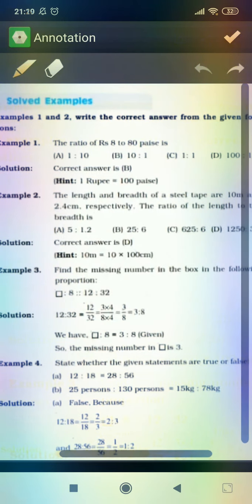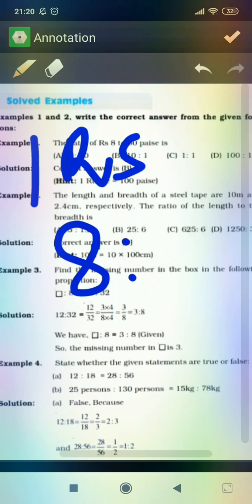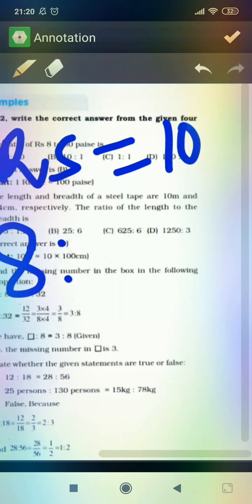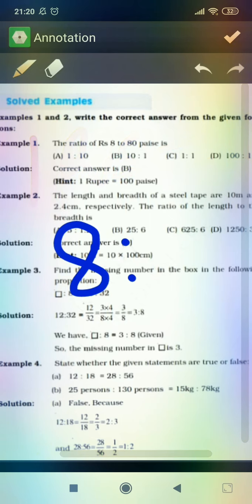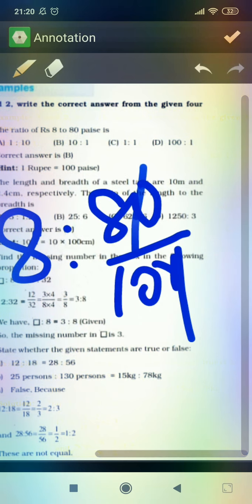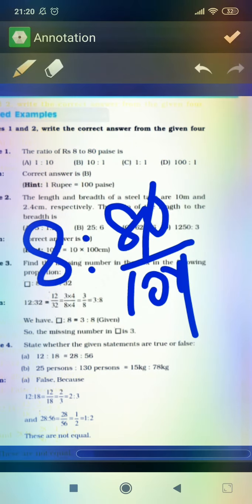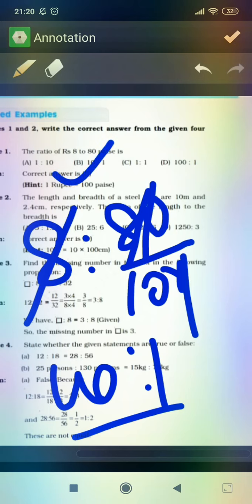Okay. Here, 8 is rupees. I consider it as rupees only. 1 rupee is equivalent to how many paise? 1 rupee is equivalent to 100 paise. So I just need to divide 80 by 100. What happens? Here the zeros will be cancelled. If I take the LCM, 8 and 8 will be cancelled. 10 is to 1, I will get. The answer is option B.